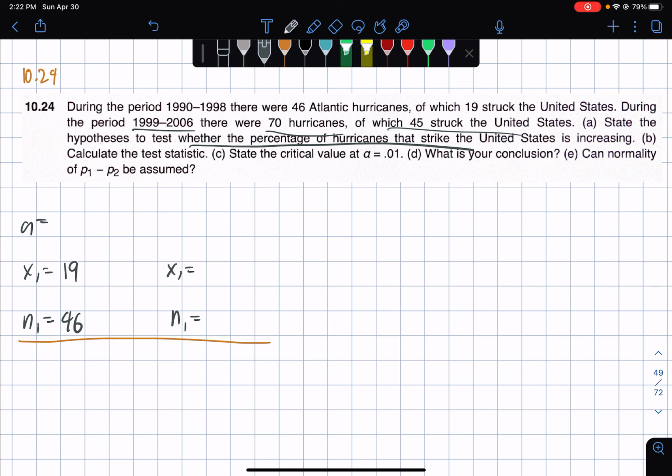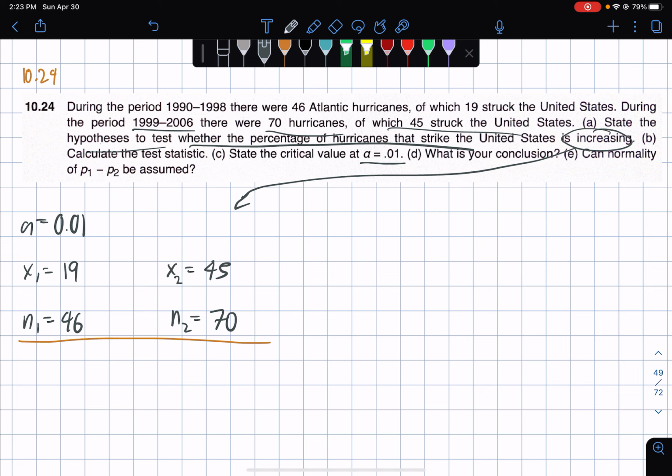So definitely the success in the sample, you consider them those that struck the United States. So 70 is n2, sorry, these are supposed to be subscript 2. X sub 2 is 45. And then the critical value at 0.01. State the hypothesis test whether something is increasing. Increasing is a keyword for a right-tailed test.